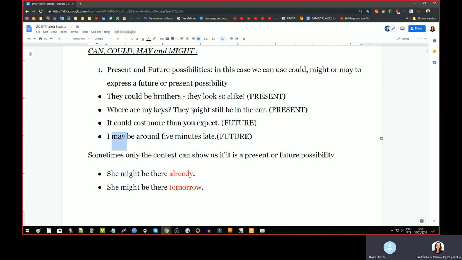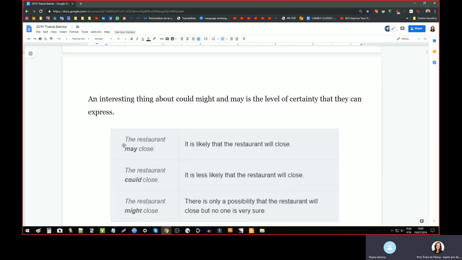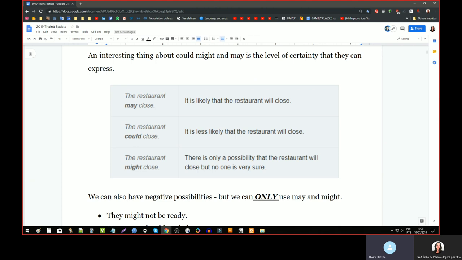And also that the difference between may and might is very small. Do you remember? Actually, I put something here. That some native speakers have used these three modal verbs in different ways, because they consider that these three words can express different levels of certainty. So may expresses a higher level, and could and might a lower level. So for example, the restaurant may close. In that case, it is likely that the restaurant will close. The restaurant could close, it is less likely that the restaurant will close. And the restaurant might close. There is only a possibility that the restaurant will close, but no one is very sure.